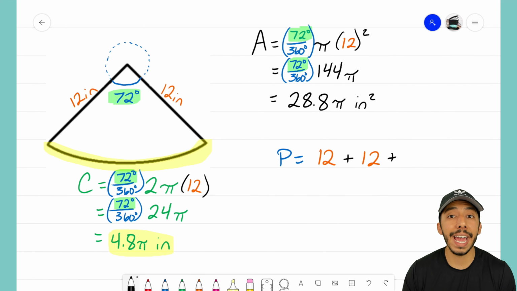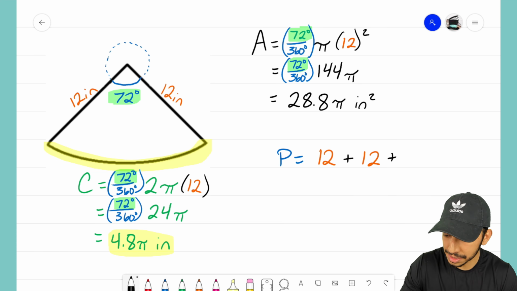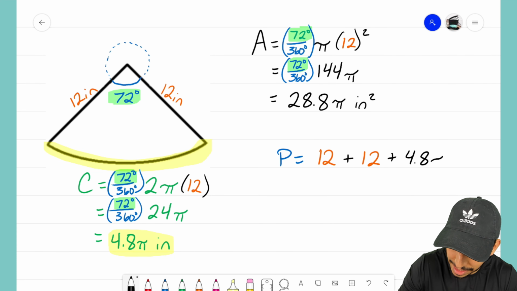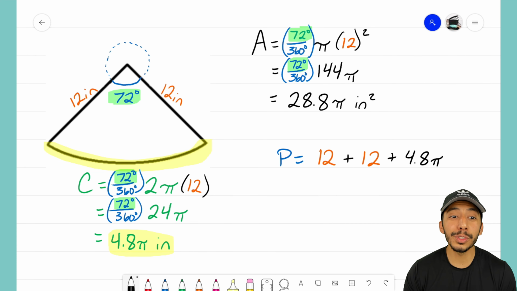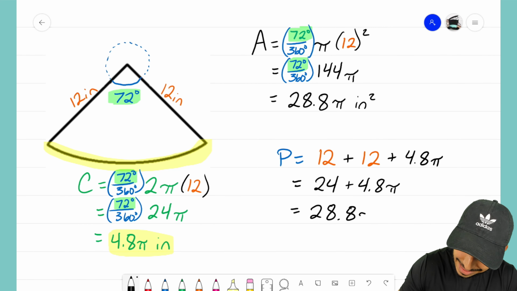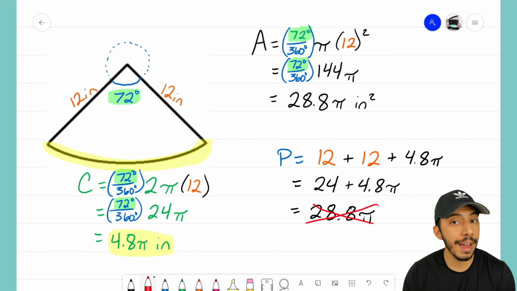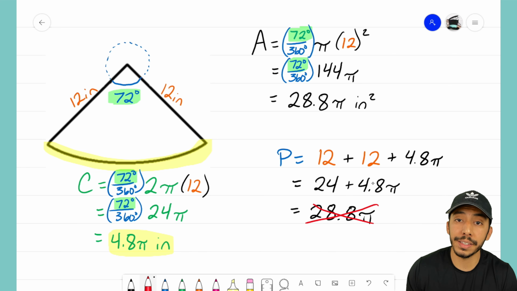The final piece that I can add in now is that arc length that we found, right? That highlighted yellow piece. And that is 4.8 pi. Okay, those are all three sides of that sector. If I want the perimeter, I can add them all together. Now notice that when I do this, 12 plus 12 is going to make 24, plus the 4.8 pi. Be very careful. This does not equal 28.8 pi. You cannot combine a whole number like this and a pi form number like this together.